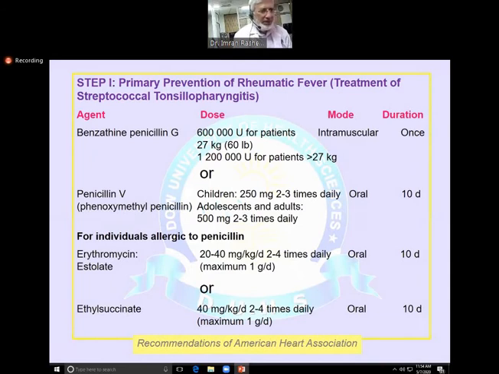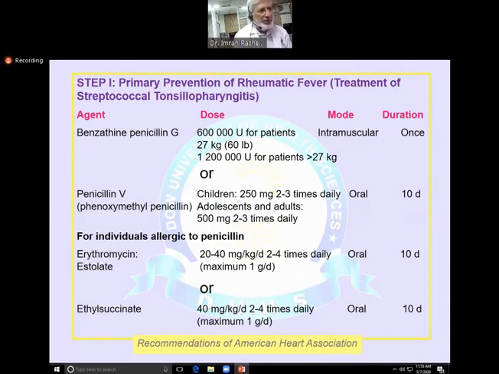But for example, if a child is not willing to get the intramuscular injection and the parents insist, please give some syrup because my child is not going to tolerate the intramuscular injection, the option is you can give penicillin V syrup, which contains phenoxymethyl-penicillin. The dose for children is 250 milligram 2 to 3 times daily orally for 10 days. If the child is in the adolescent age group, or for adults, you give 500 milligram of phenoxymethyl-penicillin 2 to 3 times daily for 10 days. So this is an option for a person who does not want to get the intramuscular injection.